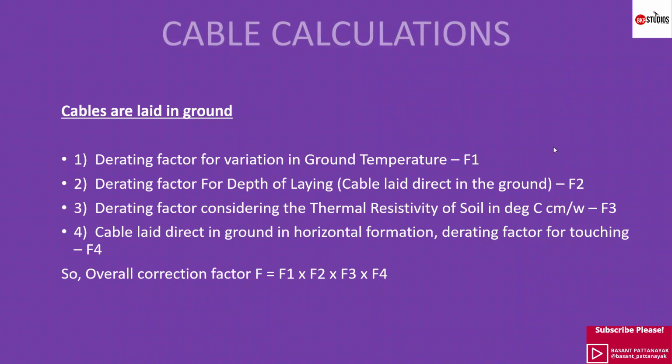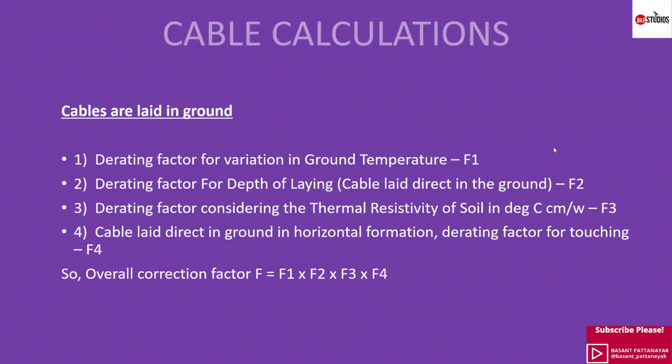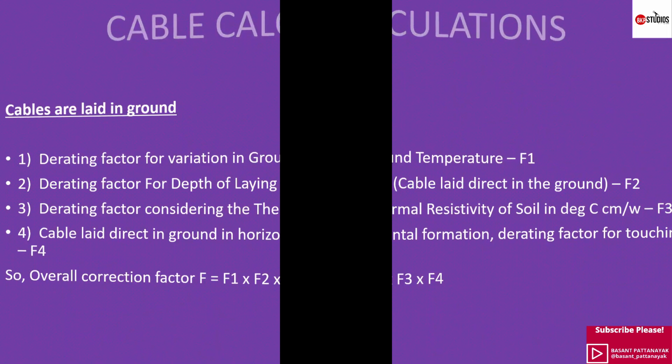All these derating factors, you will get from standards like BS 7671 or from the cable catalogs. The cable catalog is the cheapest way to get these values. I will provide the link of a Havells cable catalog in the description. You can download it from there. After doing this exercise, you have to check the short circuit current and the voltage drop of the cable.